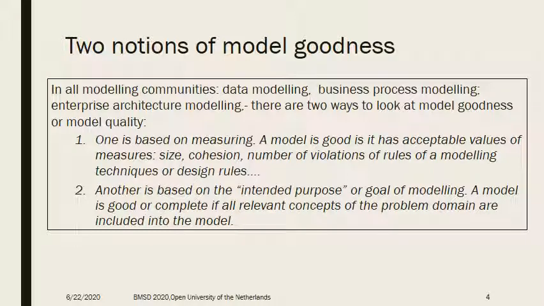In all modeling communities, data modeling, business process modeling, enterprise architecture modeling, there are two ways to look at model goodness. One is based on measuring with chosen sticks: size, cohesion, number of violations of rules, etc. Another is based on the intended purpose or goal of modeling. A model is good or complete if all relevant concepts of the problem domain are included into the model.